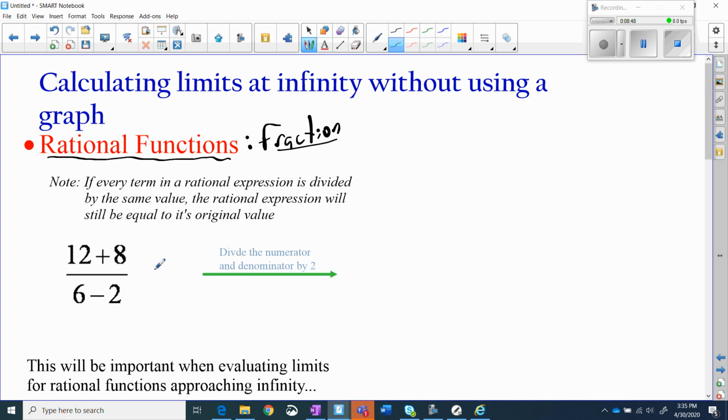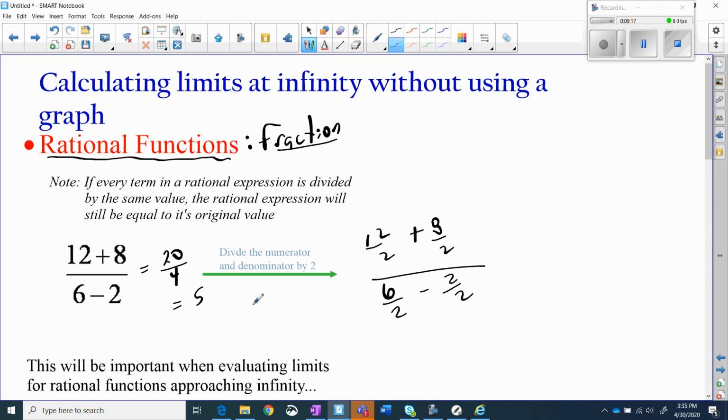Okay, so you just have to keep in mind some basic properties of fractions. If I had 12 plus 8, you'd all agree that's 20. 6 take away 2, that's 4. And the final answer, 5. Well, if I was to divide every term of the numerator by 2, and then do the same thing to the denominator, in theory, that should give me the same answer. Think of fractions.